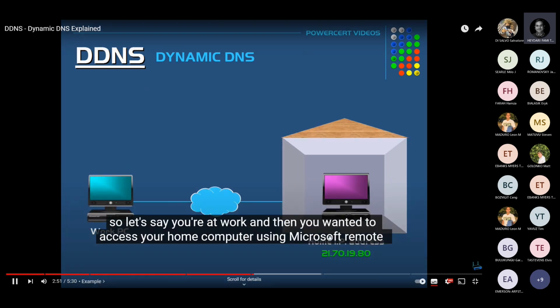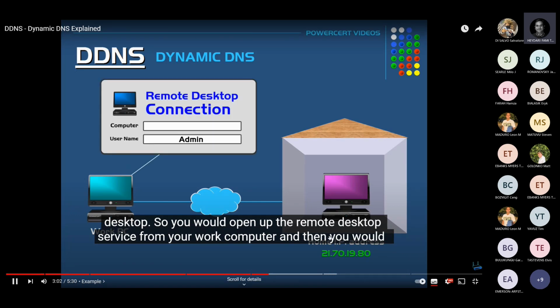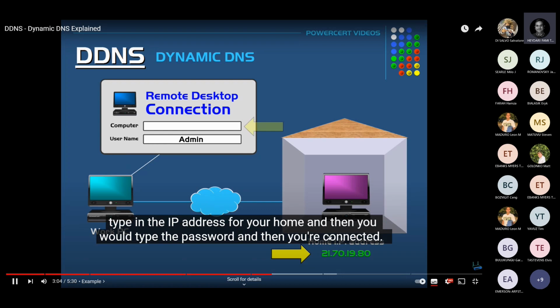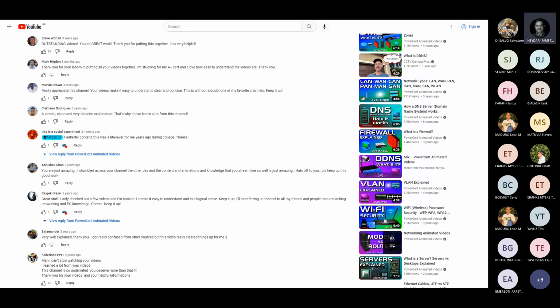So let's do an example. So let's say you're at work and then you wanted to access your home computer using Microsoft Remote Desktop. So you would open up the Remote Desktop service from your work computer and then you would type in the IP address for your home. And then you would type the password and then you're connected.